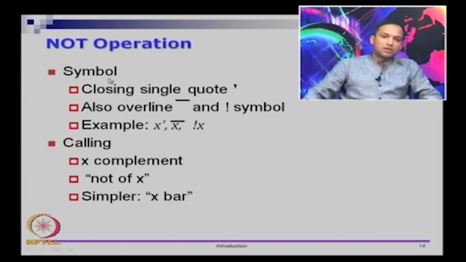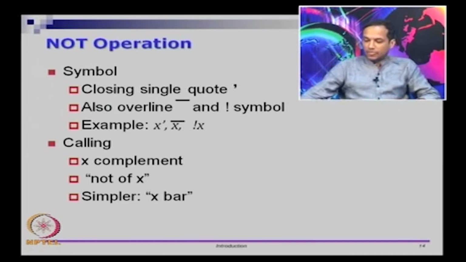Finally, we also need some symbol for the not operation. We can't keep drawing things every time. Sometimes we have to write it as text. So we use the symbol either a closing quote or an overline or what is called a bang. Examples are like these. This is x followed by a closing quote, x and a line above that, or this bang x. We will call that either x complement, not of x, or usually we will call it x bar. So x bar means whatever x takes, it's the complement of that value. So complement of 0 is 1 and complement of 1 is 0.